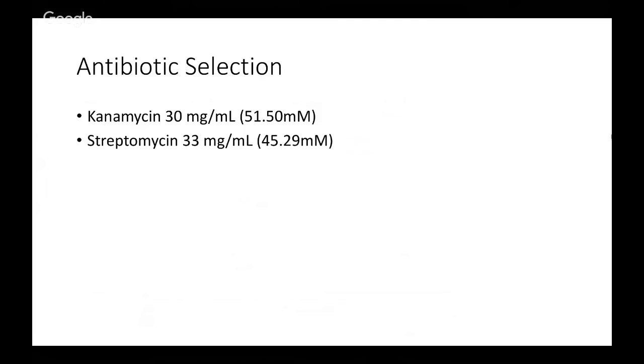All right, so let's go over antibiotic selection. So there's an antibiotic selection kit. We sent you some kanamycin and some streptomycin. I cryptically put this on the label, 30 milligrams per milliliter, and streptomycin as 33 milligrams per milliliter. And I gave you the molecular weight for these things.